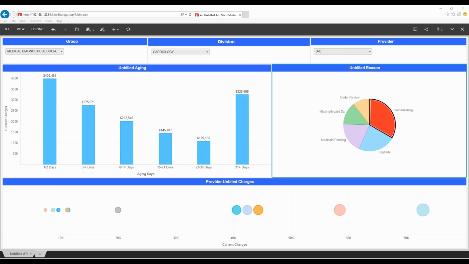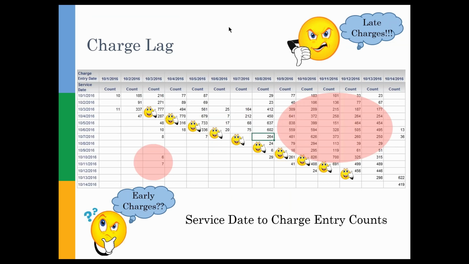So is this real credentialing issues, or can we somehow get those charges out the door before too much more time passes? And I have one more charge lag report that I'd like to show quickly here. The first time I saw this report, I thought, wow, this is a lot of numbers. And then I realized it's a pretty telling chart, and the nice thing is, it's really easy to create. We've done this exercise in multiple different BI tools because of the ease to create it.